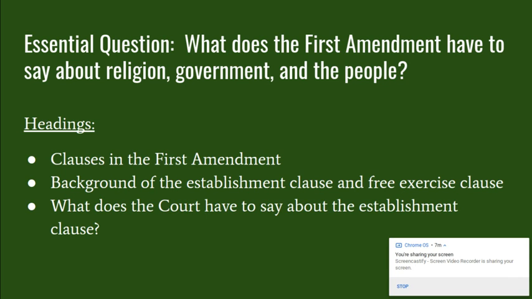The Supreme Court has said that the government cannot force or influence a person to go to church. The court has ruled that you can't punish someone for their religious beliefs. The court has ruled that the government cannot prefer one religion over another. The court has ruled that the government can't tax religious organizations and religious activities.